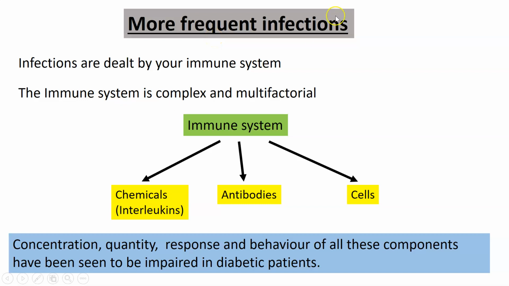People with diabetes have infections much more frequently. In order to talk about infections, let me say a little bit about the immune system in general. Infections are dealt with by your immune system. You get an infection, you get a stimulation of the immune system, and it deals with any kind of virus or bacteria or fungi. The immune system is quite a complex system, what we call multifactorial. In other words, there are different components to the immune system. There are chemicals which your immune system releases called interleukins. There are antibodies that your immune system produces, and there are many different types of immune cells. There are even more than this, but these different components come together to effectively fight off any kind of pathogen.